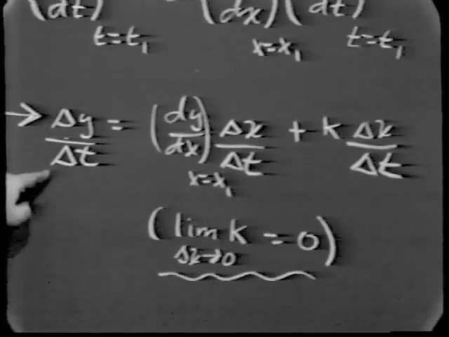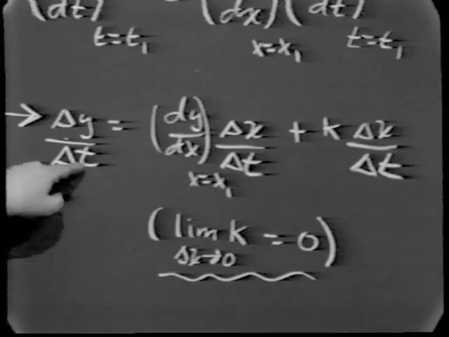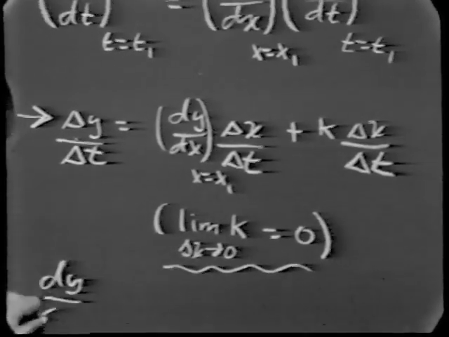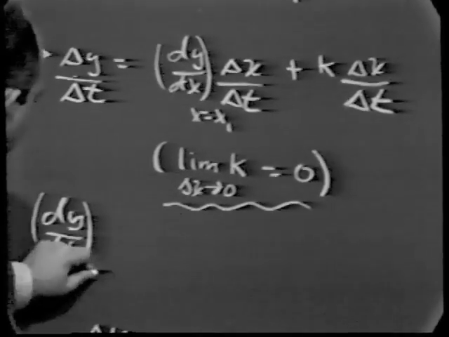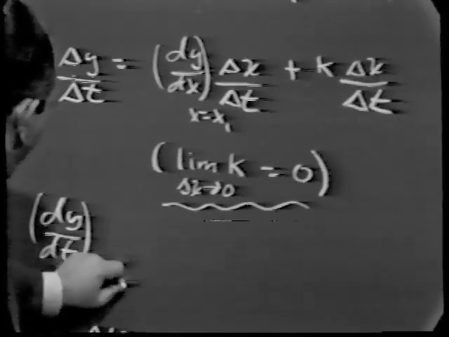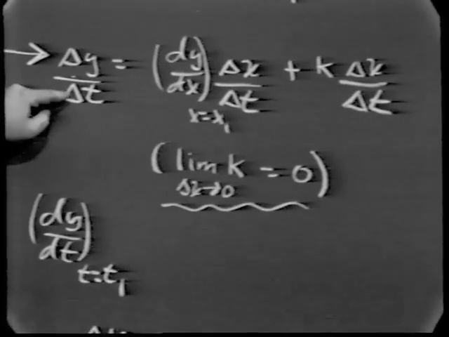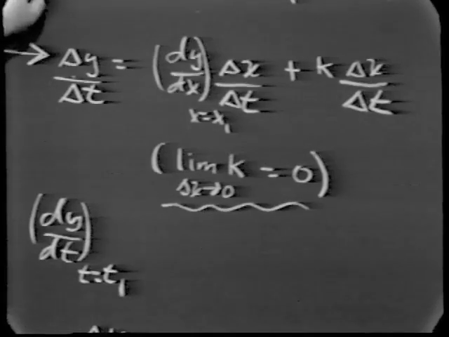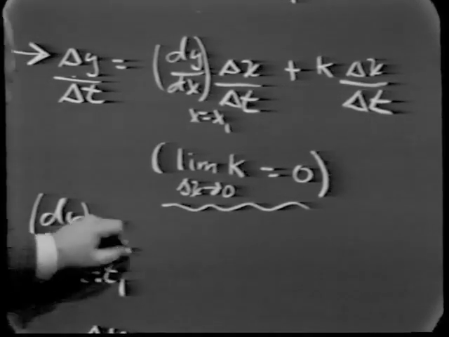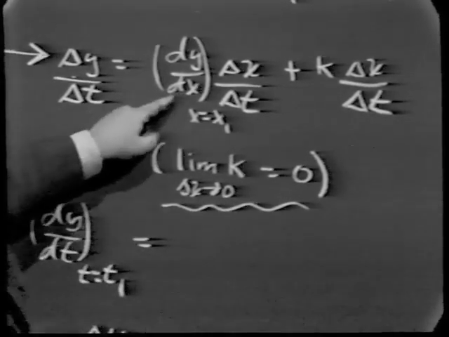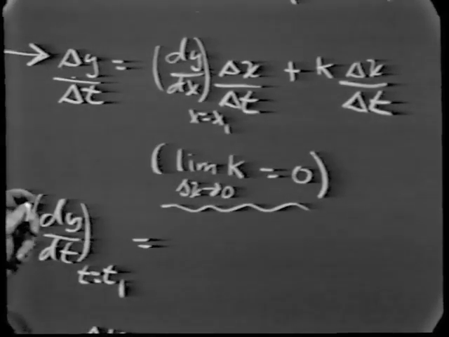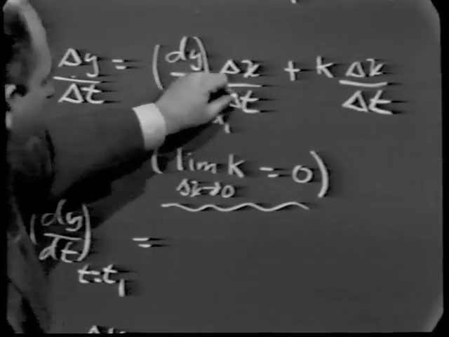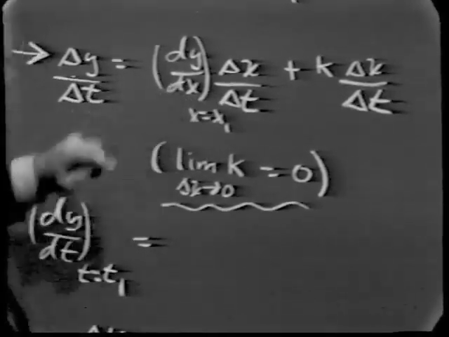We observe that on the left-hand side, the limit of delta y divided by delta t as delta t approaches 0 is precisely dy/dt, and in this particular case, evaluated at t equals t1. In other words, notice that the left-hand side here, as we let delta t approach 0, becomes the left-hand side of our conjecture. Now we recall again that the limit of a sum is the sum of the limits, and we now take the limit of each of these terms separately. Each term is a product. The limit of a product is the product of the limits.